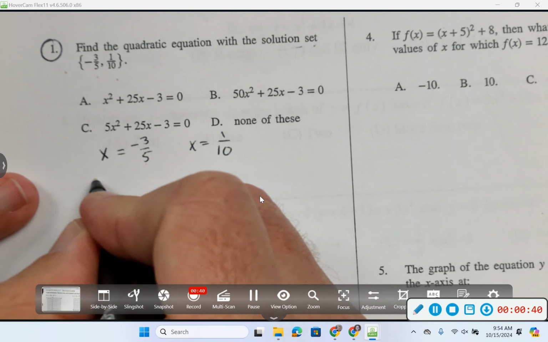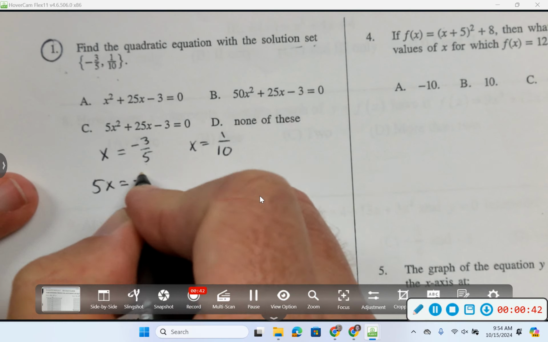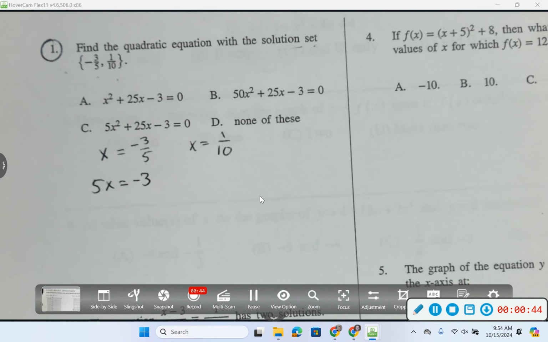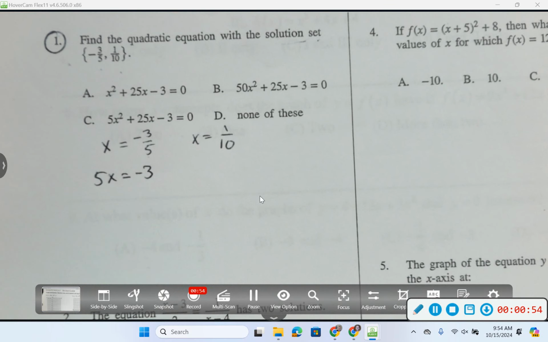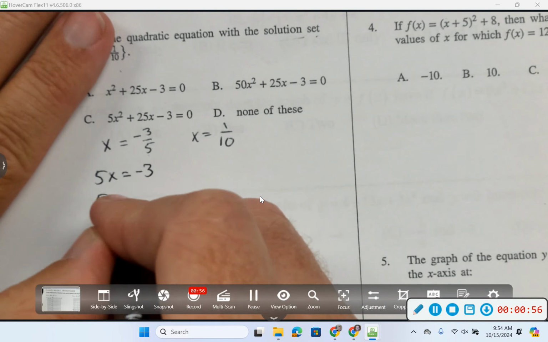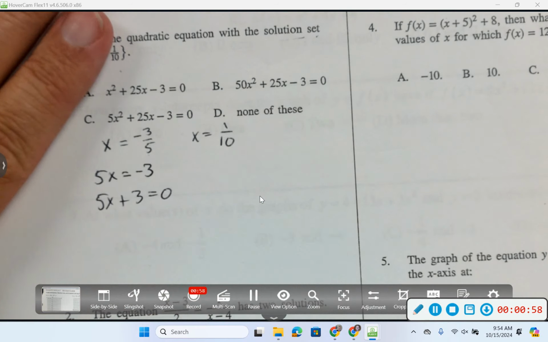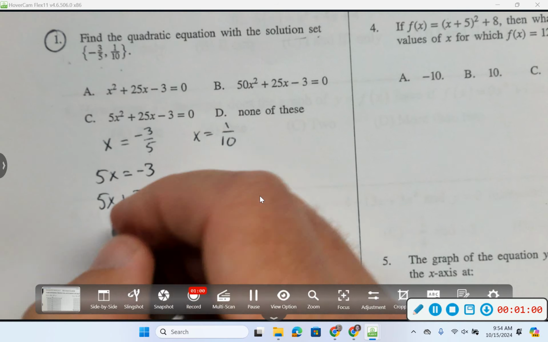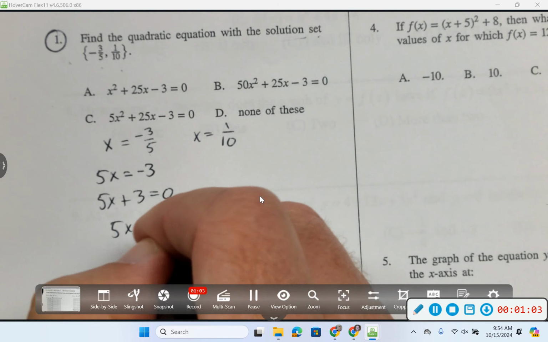So let's see. I'm going to multiply by 5. And then, again, I'm having to think forwards and backwards here. Usually I set my factors equal to 0. So this time I'm going to set this equation equal to 0 and then turn it into a factor. So 5x plus 3 equals 0, which means 5x plus 3 was one of my factors.